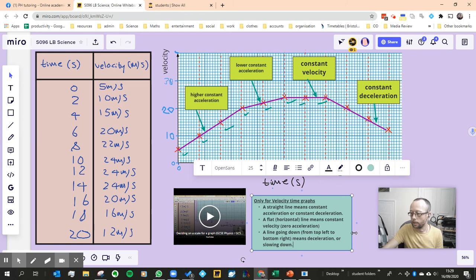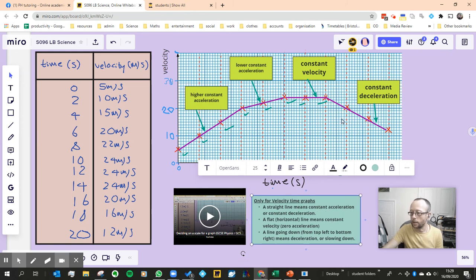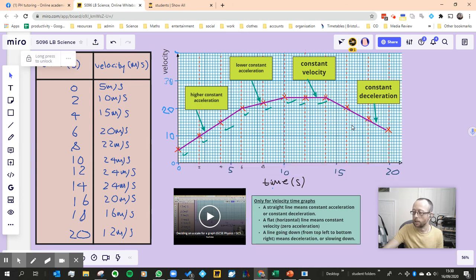So again, all these are straight lines, they're all constant acceleration. This one is zero acceleration, it's still constant, it just stays at zero. A flat line, this one's also flat, the other ones aren't flat, they're slanted, they're diagonal. This flat line means it's constant velocity, so zero acceleration. It means the velocity is not changing. The one that's going down, clearly the velocity is going down, so it's a deceleration. Okay, so that's the summary. That's something you need to be aware of.